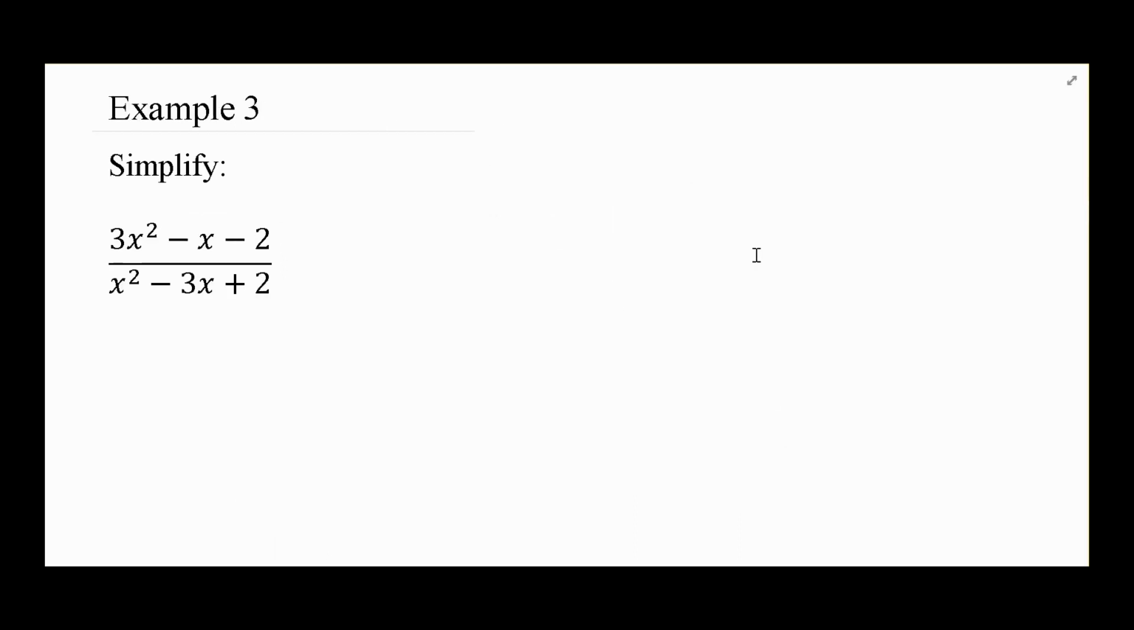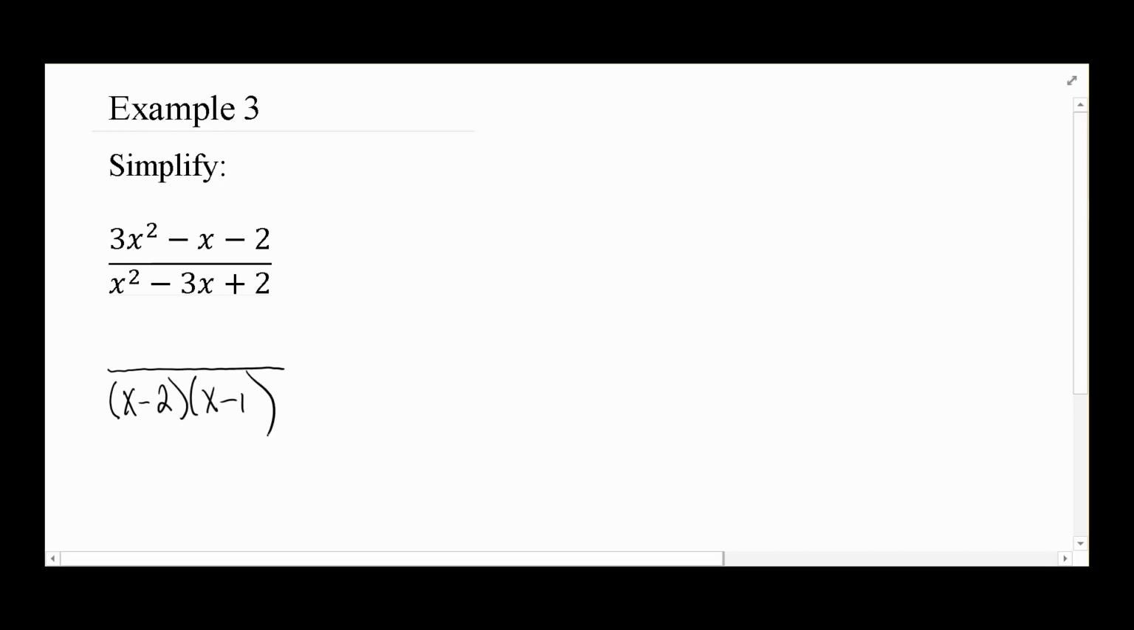In this example, we're being asked to simplify this rational expression. And going back to our idea of simplifying, that means that we're going to factor and then divide common factors. Now the top is a little bit harder to factor because we have a lead coefficient of 3. So my suggestion to you is start with the bottom. That's much easier. We need to say what multiplies to get you positive 2, but adds to get you negative 3. So that's going to be x minus 2, x minus 1.